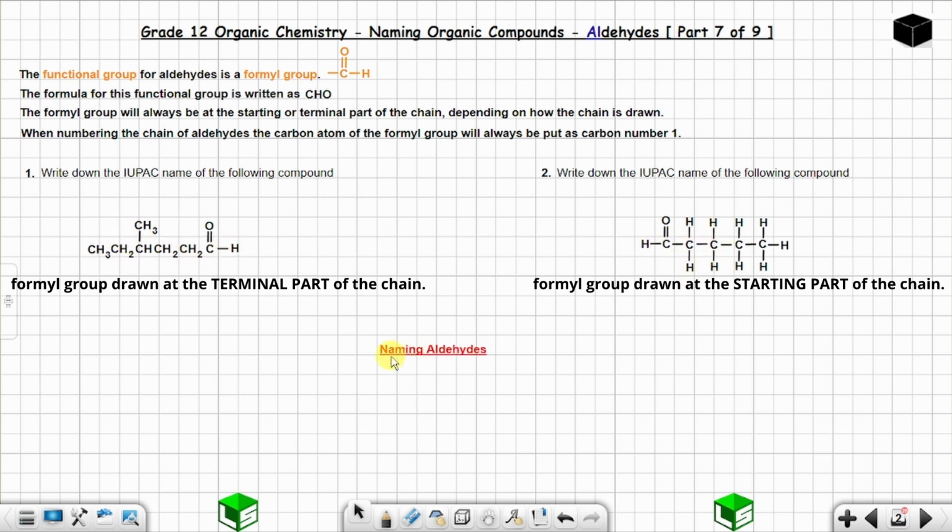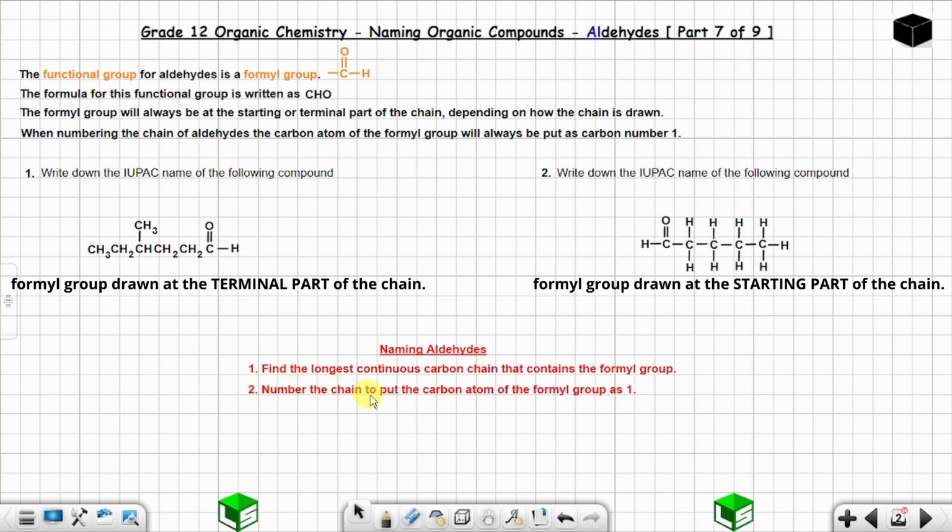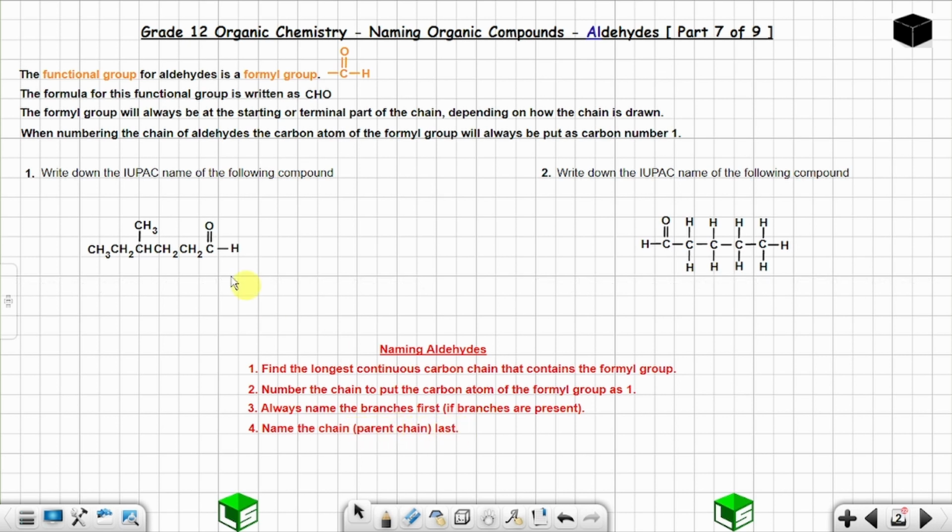So to name aldehyde, you have to use the following. 1, find the longest continuous carbon chain that contains the formyl group. Remember the formyl group is the functional group for aldehydes. And second, number the chain to put the carbon atom of the formyl group as 1. And 3, always name the branches first if branches are present, and 4, name the chain or parent chain last. Now we can start with example number 1.